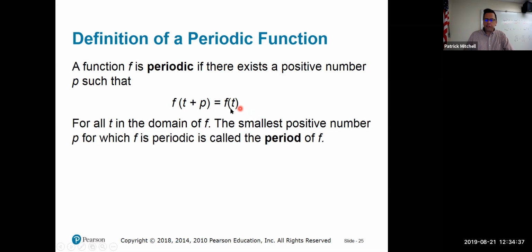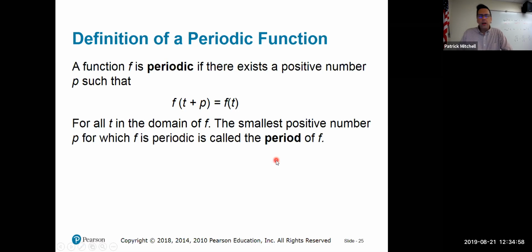Now it's hard to understand what that means maybe until you see an example, all right? And so you're going to see in just a minute how this relates to our trig functions. This is kind of just a vocabulary thing. The smallest positive number p for which f is periodic is called the period of f.